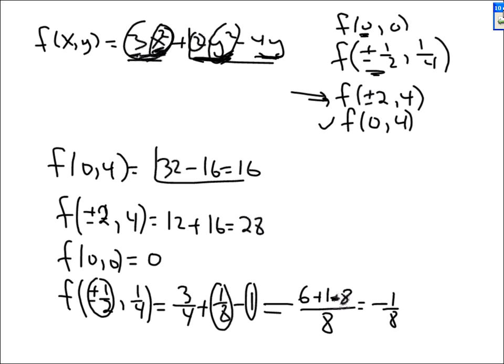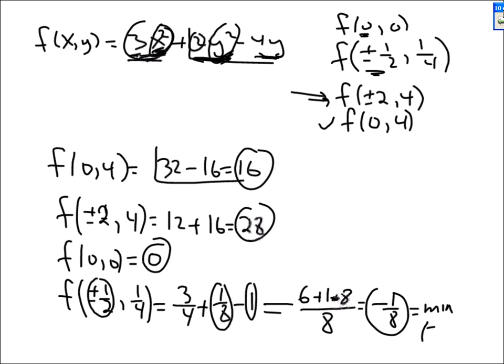Okay, so now I look at my z values. This is the min, and it happened at plus minus a half, comma, a quarter. That's the max. You have a max, and this happened at plus minus 2, comma, 4. The max is 28. The min is negative 1/8.